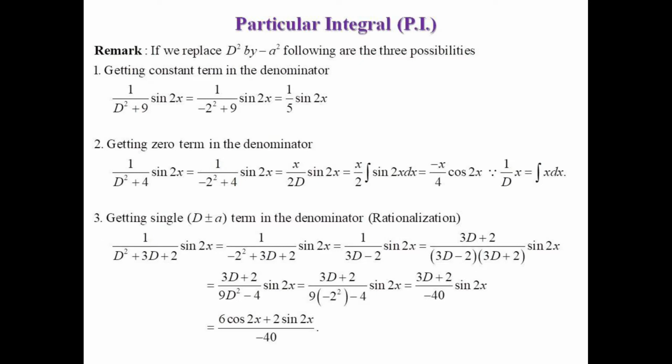So there are three possibilities when we replace D square by minus a square: either a constant term in the denominator, a 0 term in the denominator, or a single D plus a or D minus a type of term in the denominator. These are the three possibilities. Based on these three possibilities, it is always possible for us to solve any example for finding the value of particular integral which is based on type number 2.